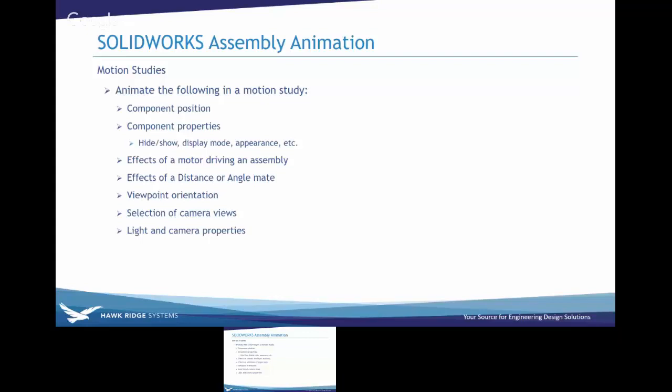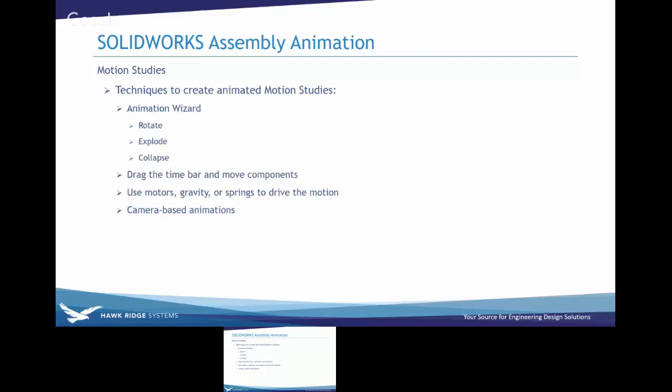And so you can animate the following things in a motion study: component position, component properties like hide and show, display mode appearance, effects of a motor driving an assembly, effects of a distance or an angle mate, kind of like what we saw with the mate controller, the viewpoint orientation, camera views, light and camera properties. And then these are different techniques that you can use to create animated motion studies.